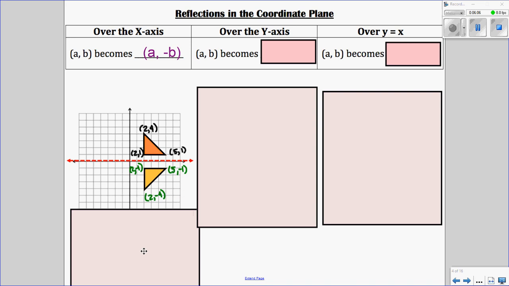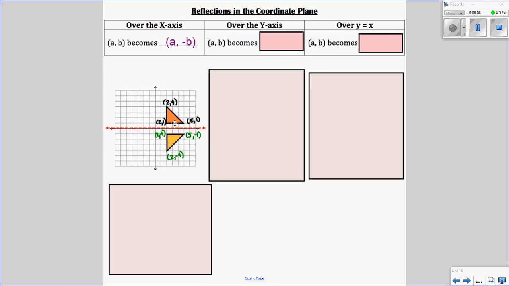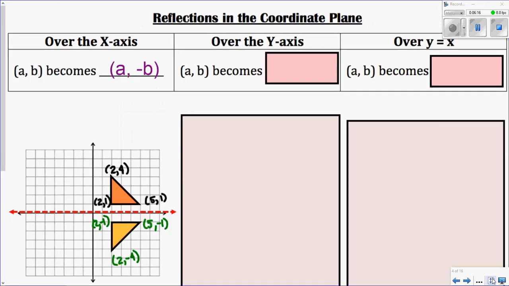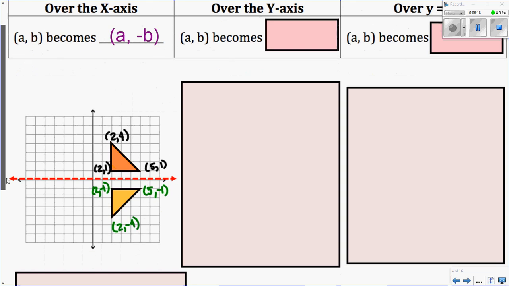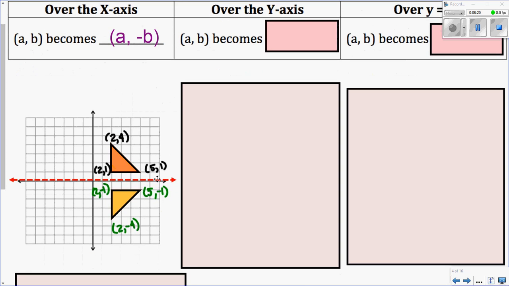And if you were to graph that, let's say you have this original image, you're reflecting over this red dotted line, which is the x-axis. See if I can make this bigger. The x-axis. Notice how A, your first point, stays the same, but your B becomes negative. It's the opposite. Same thing here. Same thing here.